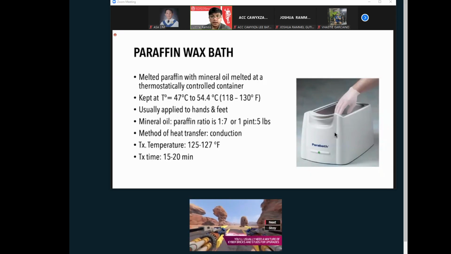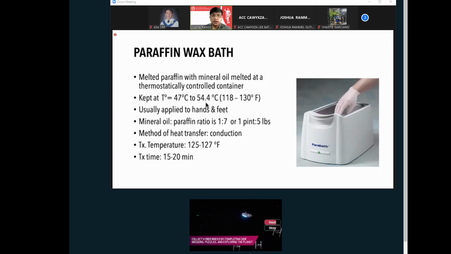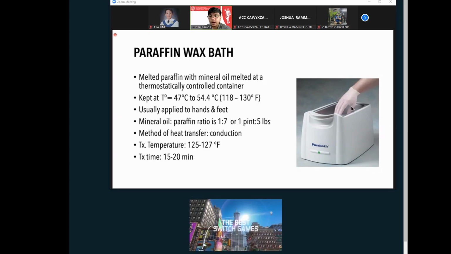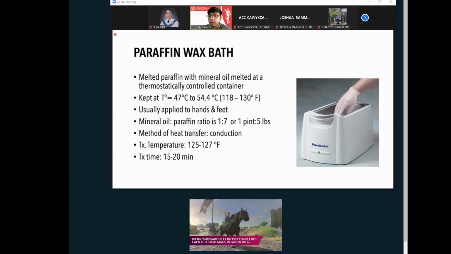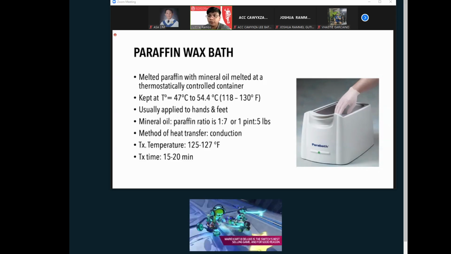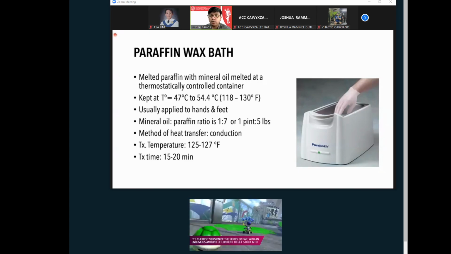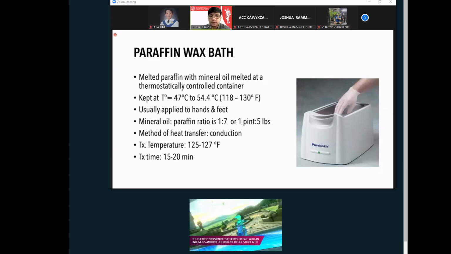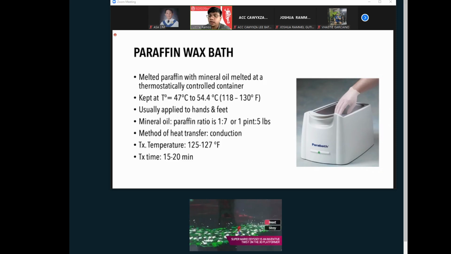Okay? It is kept at a temperature of 47 to 54 degrees centigrade, the paraffin unit, and usually applied on irregular surfaces of the hand and foot. So take note, what is always asked in the board exam: what is the ratio of mineral oil to paraffin, or paraffin to mineral oil? And that is 1:6 or 1:7 or 7:1. Sometimes others say 1:6 or 6:1, again depending on the literature.